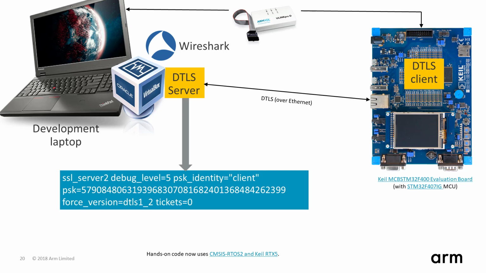The DTLS server is running on a virtual machine on the development laptop. The development board is connected to the laptop using an Ethernet switch, and we only use static IP addresses in our example, so there's no DHCP or DNS being used. To start the DTLS server, use the command shown on the screen. I also have Wireshark running on the development laptop to show you some packet traces.